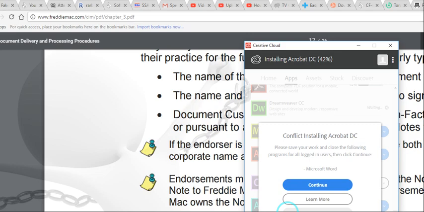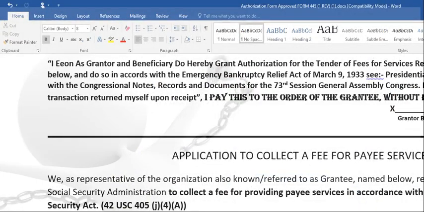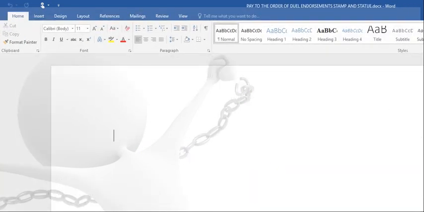Interesting. An endorsement shows owner. Wait, please save your work and close. Let's show you something.